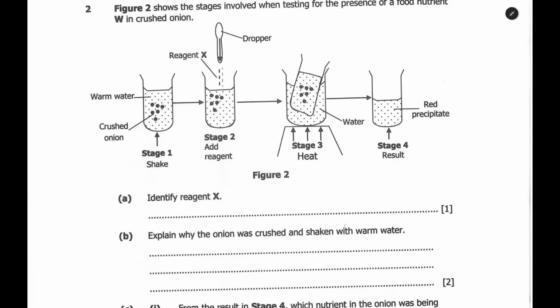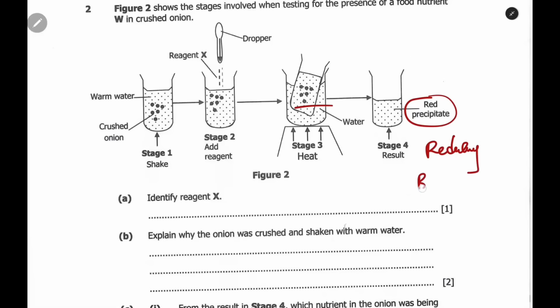Now, the first question is identify the reagent X. Now, how do you know the reagent X? Try to look at what is happening. So for me, I would look at the result at the end. There's red precipitate there. And of course, there's the heating. The test where you involve heating is the test for reducing sugars.